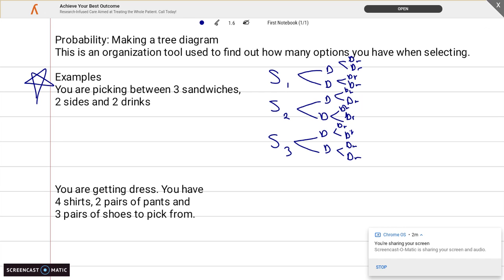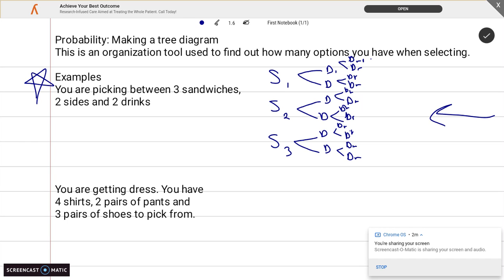There we go. Now that you have your tree diagram, you need to figure out how many different outcomes or possibilities you have for selecting your lunch. You're going to count the branches over here on the right side because that is where it ends. You can think of these as little paths. If I pick sandwich one, side one, and drink number one, that is one path that I could have picked. Or I could have picked the first sandwich, the first side, and the second drink. So you're going to count all of the drinks that you have here.